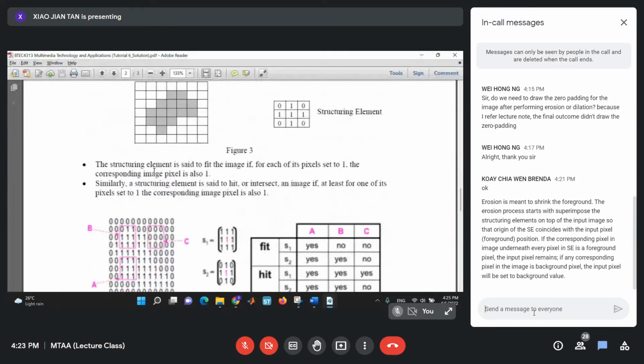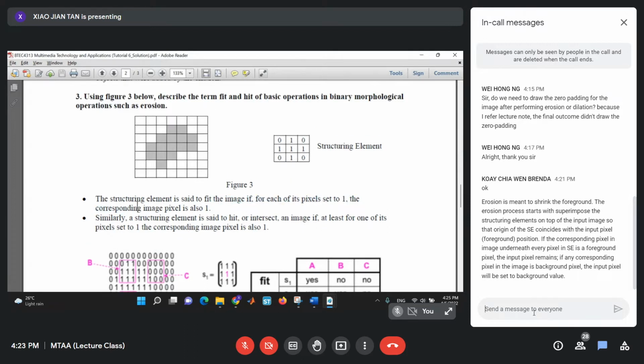The structuring element answer, thank you Brenda, is correct. The structuring element is said to fit the image if for each of its pixels set to 1, the corresponding image pixel is also 1. I did include the explanations in the lecture notes as well. So fit and hit is a very important and fundamental principle in terms of morphological operations. It's very important for you to know.